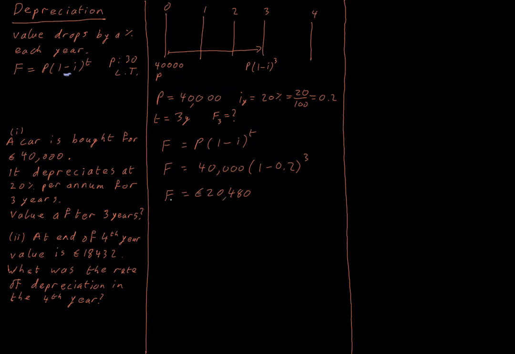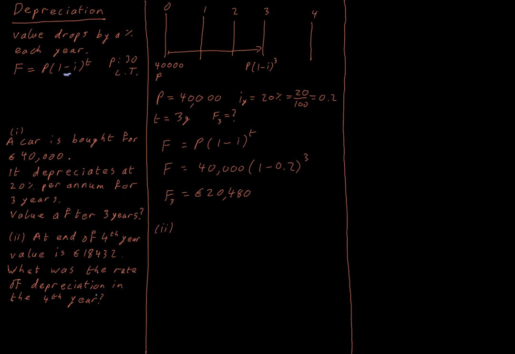€20,480, and there's nothing more that needs to be done for that because there were no further complications in that question. Part 2. We continue on in the same situation, but at the end of the 4th year, the value of the car is €18,432. What was the rate of depreciation in the 4th year?